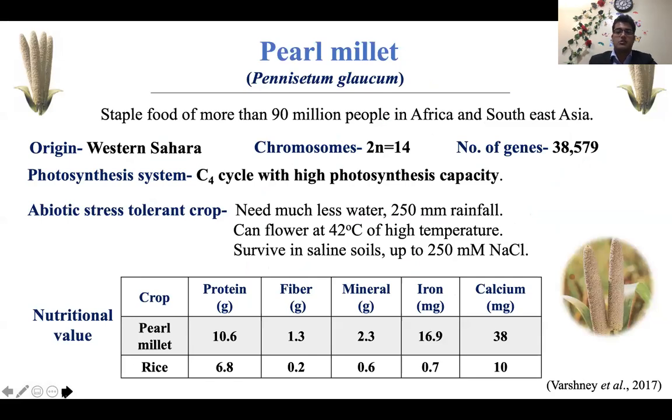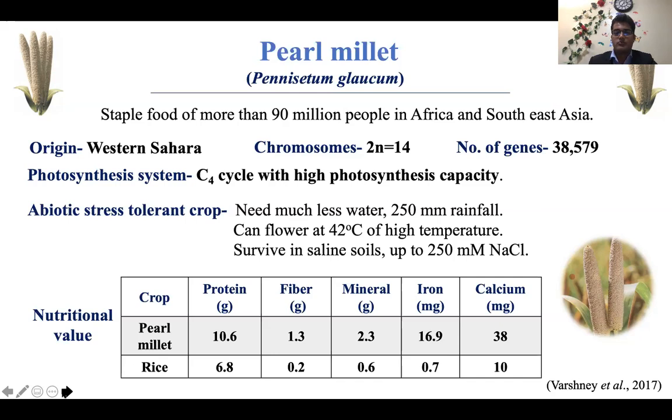Then I will speak about the crop which we studied here, which is pearl millet. The botanical name is Pennisetum glaucum. In Marathi, we call it bajri, and in Hindi, we call it bajra. It is a staple food crop for more than 90 million people in Africa and Southeast Asia. In India also, a lot of farmers are dependent on pearl millet for their food and survival, especially in Rajasthan, some dry areas of Gujarat, even in Maharashtra. So it's an important crop.